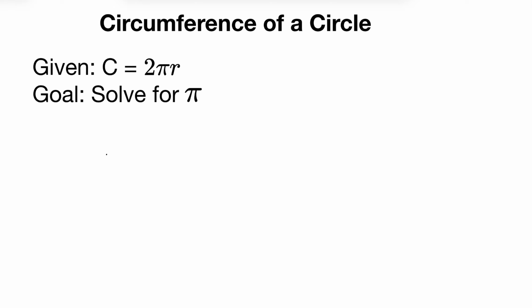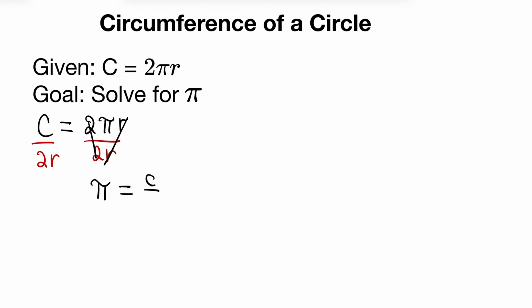We'll rewrite the equation. C equals 2 times pi times r, and we're going to divide by 2r on both sides, on the right and on the left. So as you can see here, the 2's cancel out, the r's cancel out as well, and so we are left with pi. So pi equals C over 2r, and that's the final answer.